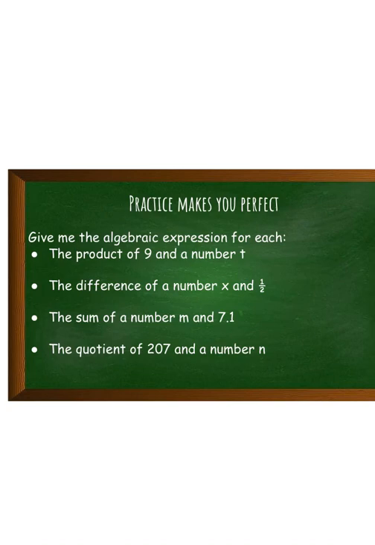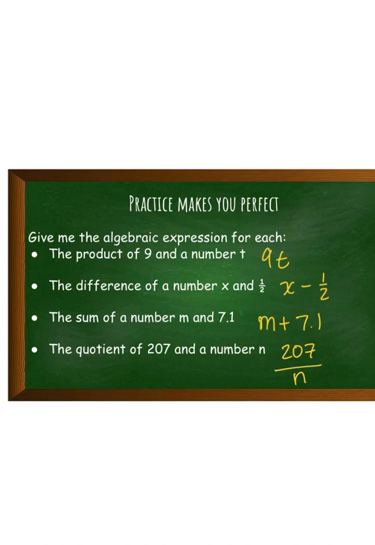So it says, give the algebraic expression for each. The product of 9 and a number t, that would just be 9t. The difference of a number x and 1/2, so x minus 1/2. The sum of a number m and 7.1, m plus 7.1. The quotient of 207 and a number n. Okay?